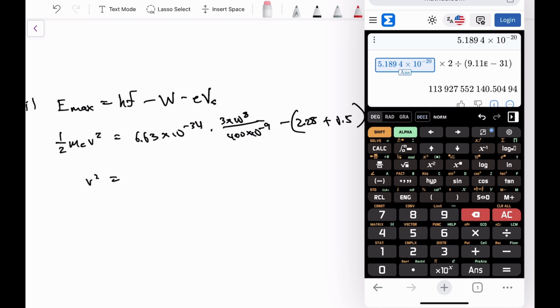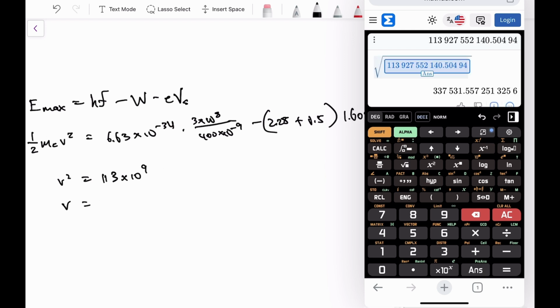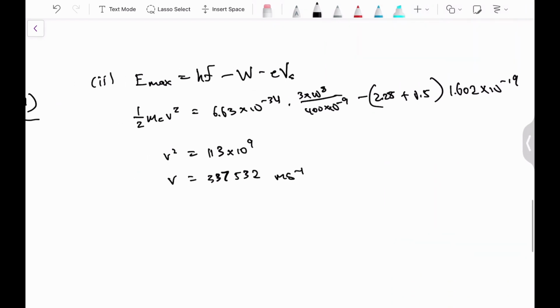So that will be 113, I'm going to say times 10 to the 9 meters per second. No, this is not meters per second. And then v will be equal to the square root of this, and that will be equal to 337,531, I'm going to say 6 significant figures, meters per second. Okay, now we can calculate the time.